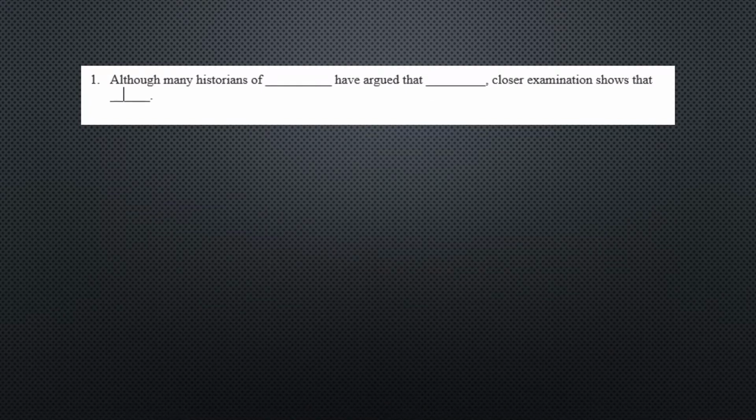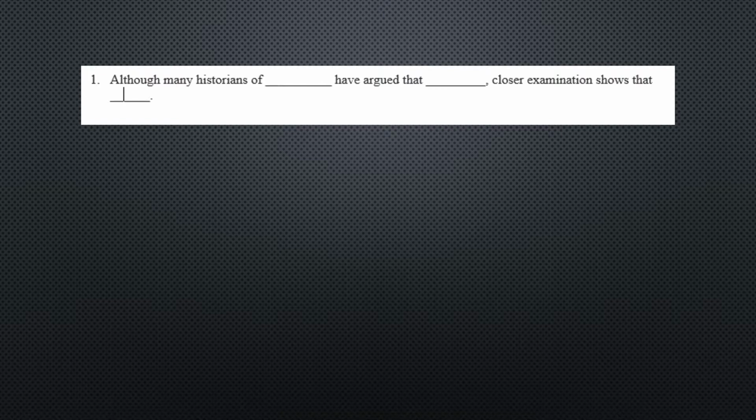It includes a thesis and a main outline. A couple ways you can do this. These are just some general formats. Again, your English teacher might cringe when they see the formulaic way I do this, but a way to look at a thesis could be something like this. One way to do it is, although many historians of blank have argued that blank, closer examination shows that blank.